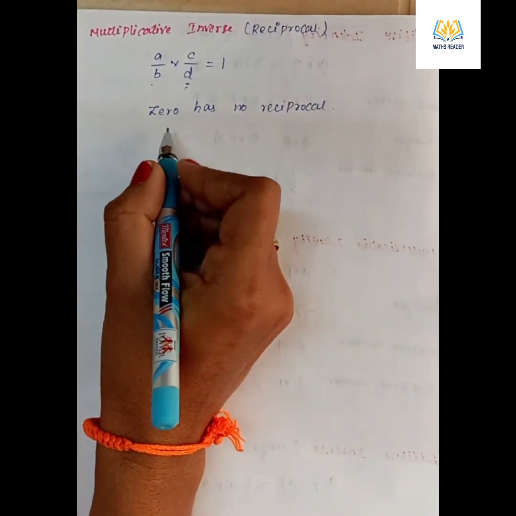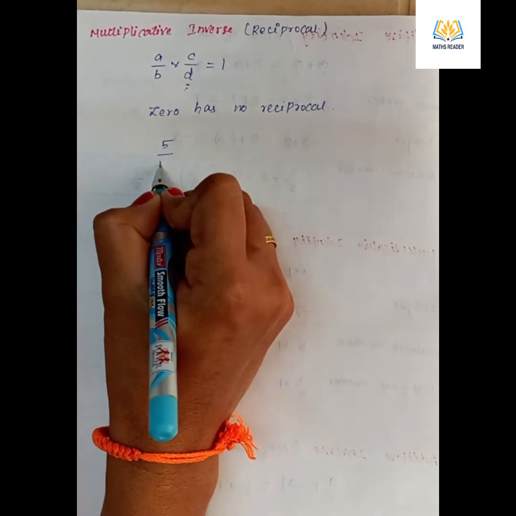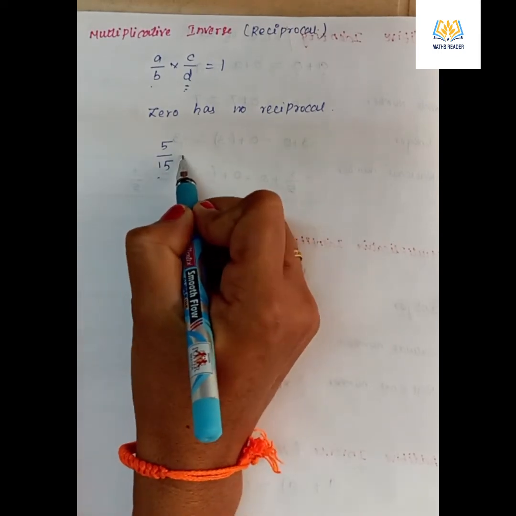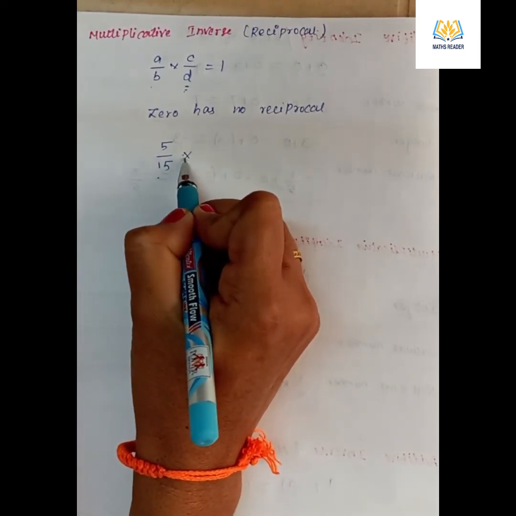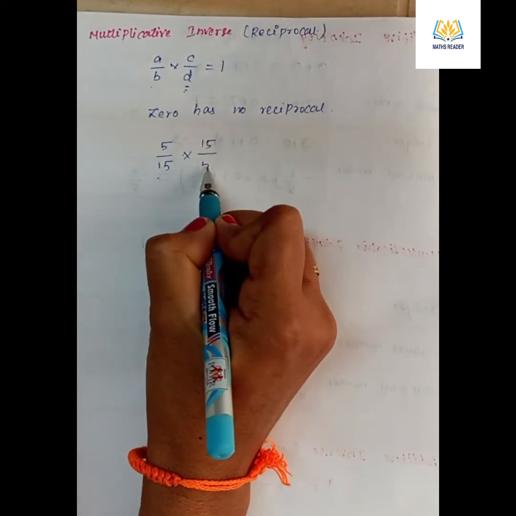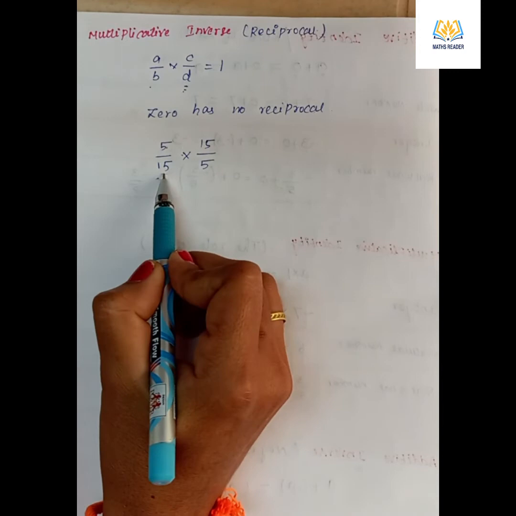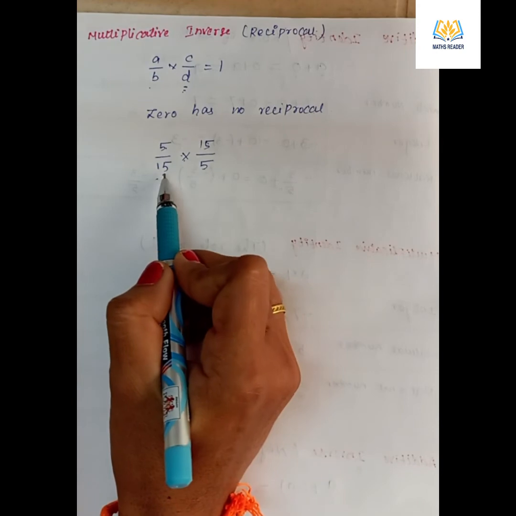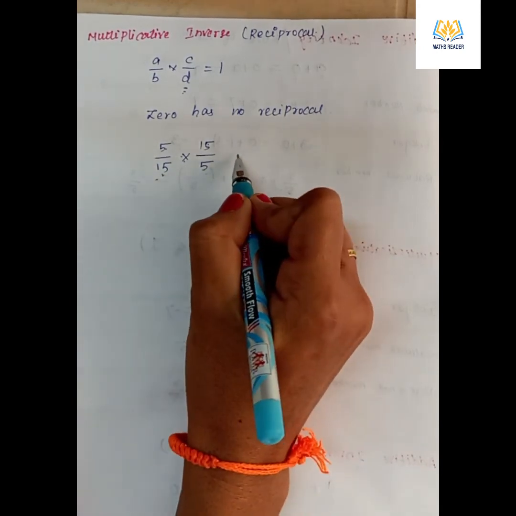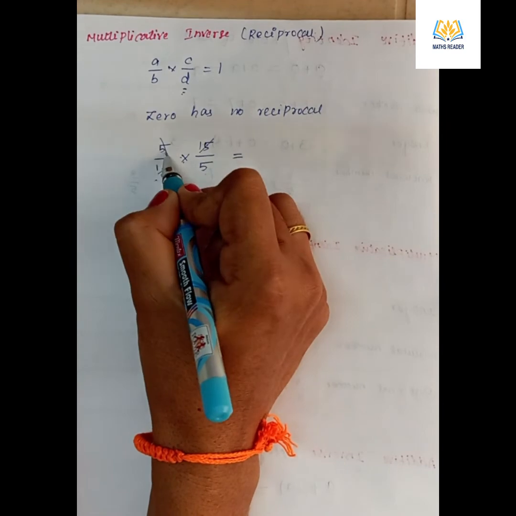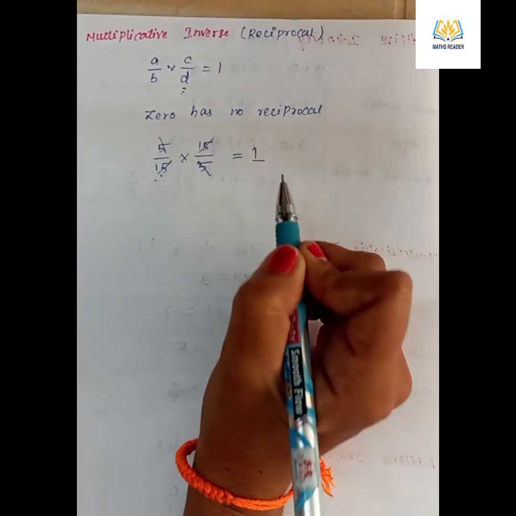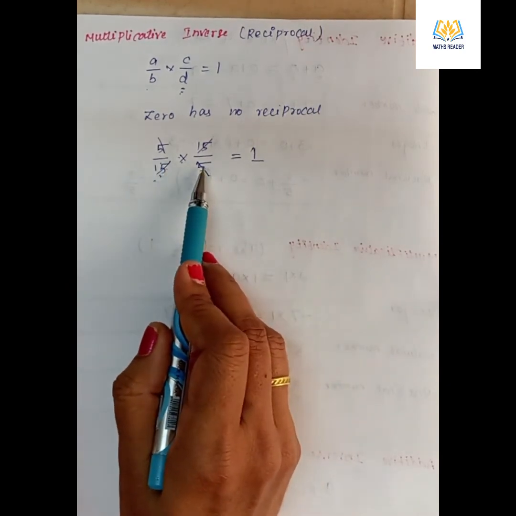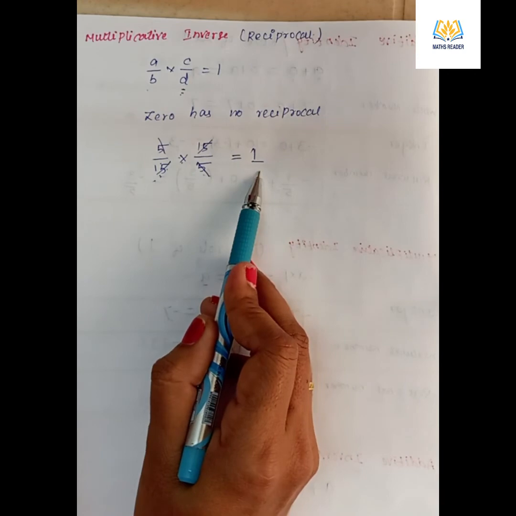So let us take number 5 by 15. So what will be the reciprocal of 5 by 15? That is, multiplicative inverse is 15 divided by 5. So number 5 by 15, its reciprocal is 15 by 5. When we multiply any number with its reciprocal, we will get the answer. What will be the answer? 1. So this is called multiplicative inverse. When we multiply any number with its reciprocal, the answer will be 1.